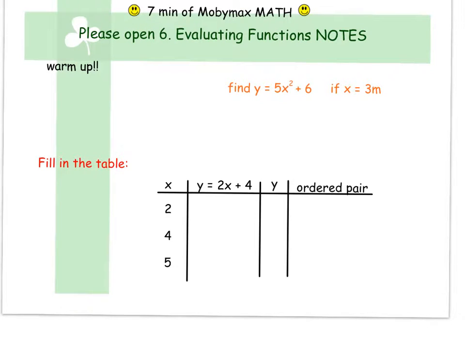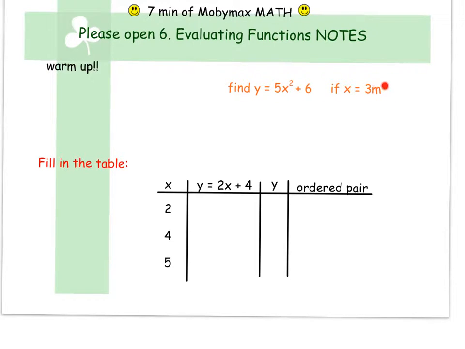Hi everyone. Today we're going to be talking about evaluating functions. You have evaluated for quite some time. When you evaluate, remember you just take the value for the variable and plug it in to solve.